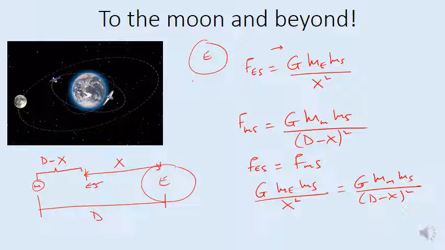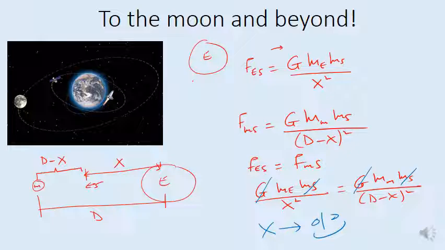And something incredible happens here that gives you goosebumps. Capital G disappears. The mass of the spaceship cancels out. We know the mass of the moon, we know the mass of the Earth, we know the distance between the Earth and the moon, and we can easily solve for x. Brilliantly done.